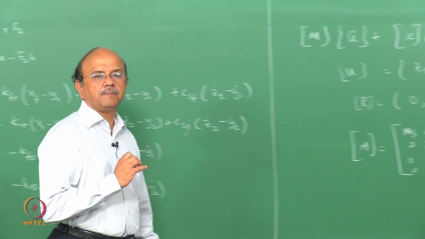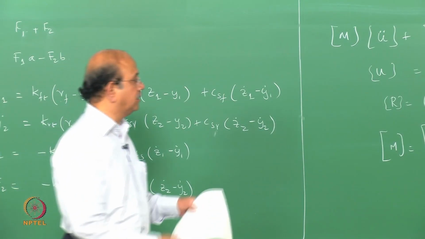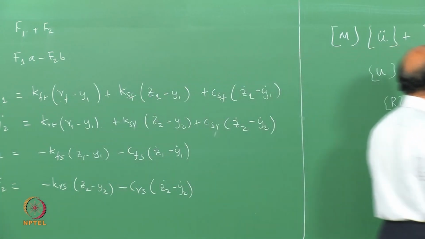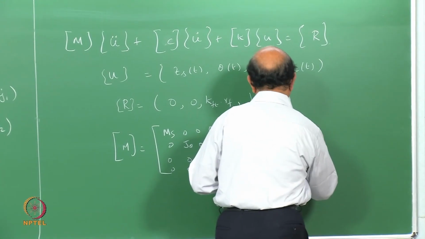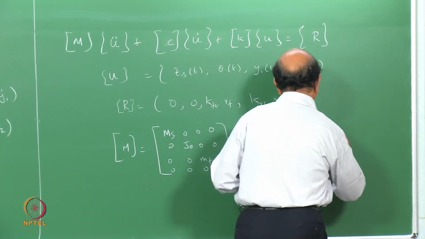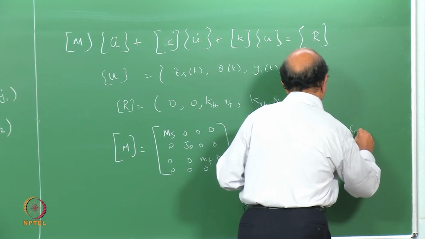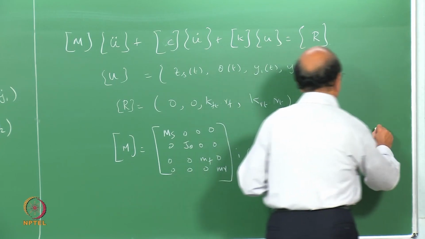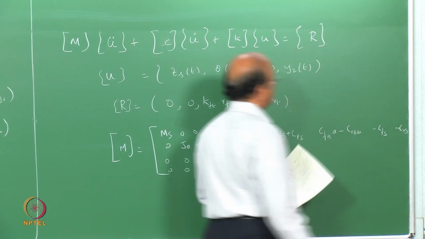Rearrangement gives us, note that I'm going to replace Z1, Z2 and all that. So rearrangement gives me something like this: CFS plus CR, yes, CFS, A minus CRS B minus CFS minus CRS.